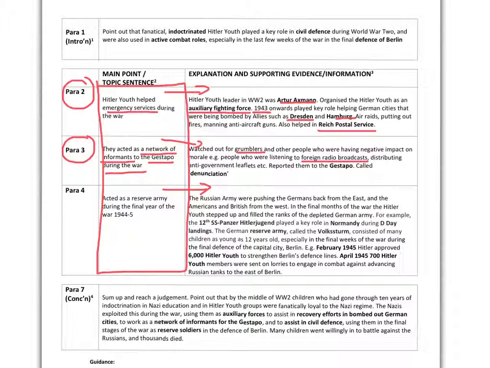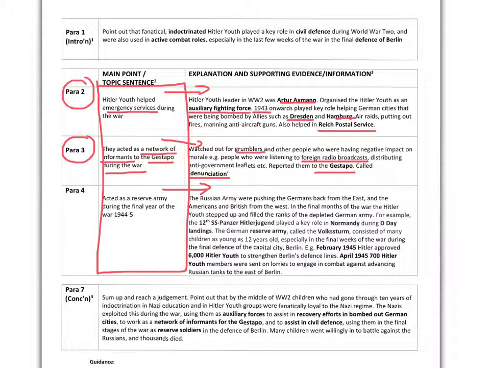Children played a key part in listening out, watching out in their own homes, even reporting their own parents if they knew they were listening to foreign radio broadcasts. They would report them to the Gestapo. This process where you denounce or report is called denunciation. So again, keywords, try to use them in that paragraph.